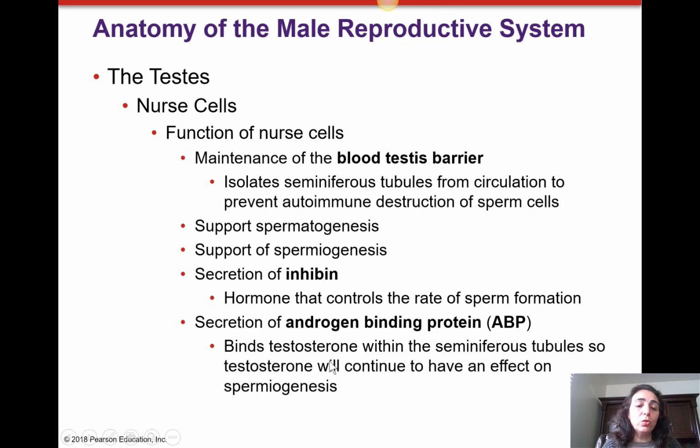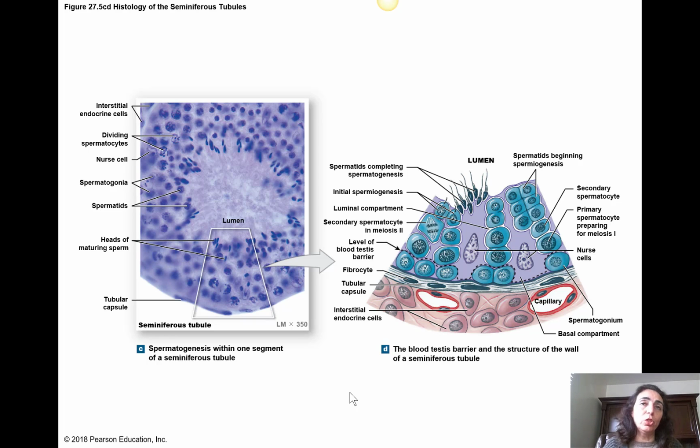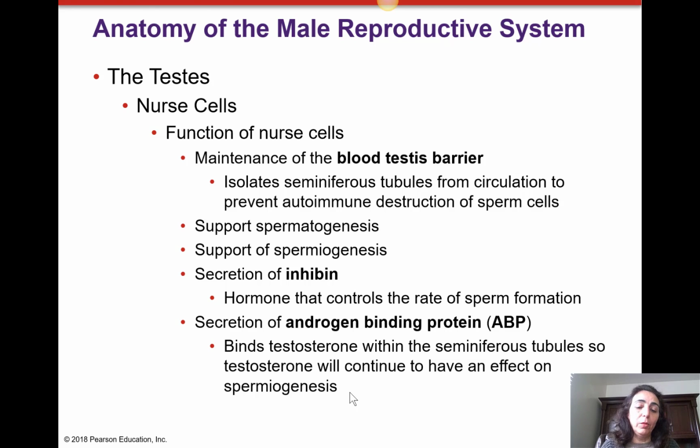These bind testosterone within the seminiferous tubule, so that, remember, it will continue to have an effect on the spermiogenesis. Testosterone is produced in the Leydig cells that are out of the tubule. Now they bind to this protein, the androgen binding protein, that is secreted from the nerve cells, so that the testosterone can move inside of the tubule and do its function, the effect over the spermiogenesis and all the other things that we discussed, right?